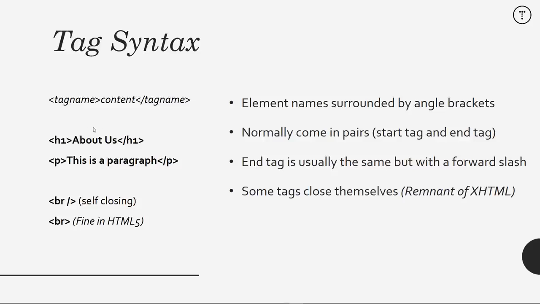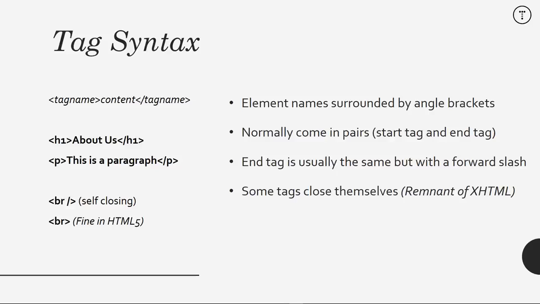Alright, in this example here, we have about us as the content or the text, and it's surrounded in H1 tags, which stands for heading 1. And I'm going to get into the specific tags later on. Alright, here's another example with a paragraph tag, and we just have the text, this is a paragraph. Now, notice with the BR tag here, there's no opening and close, it's just one tag. This is called a self-closing tag, and these are basically tags that don't have any content within them.